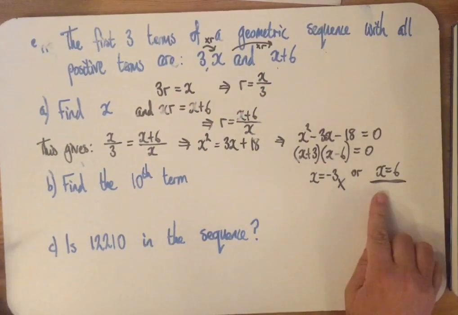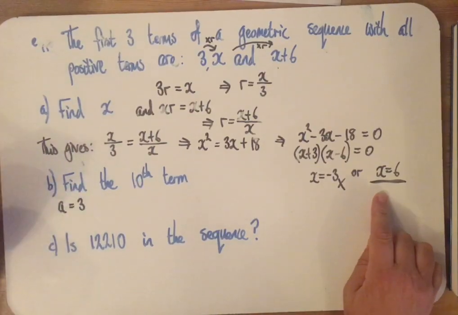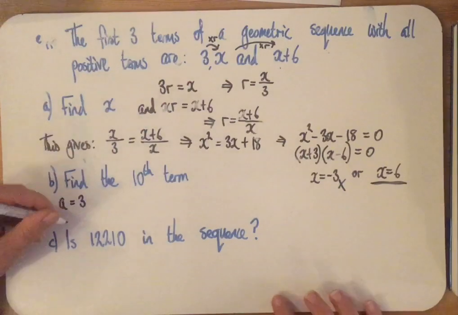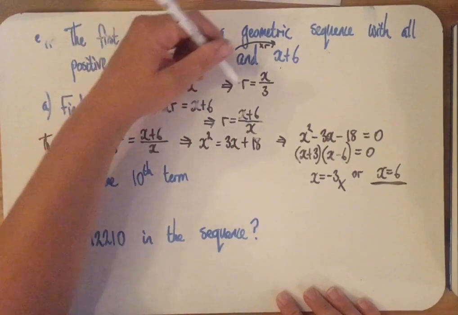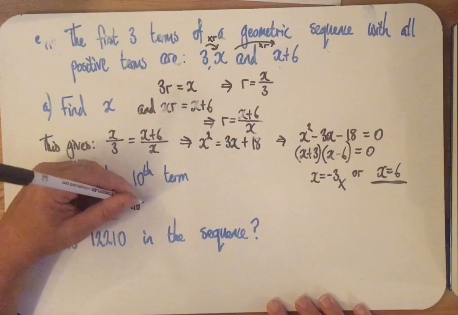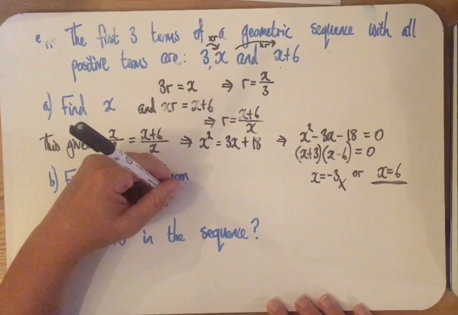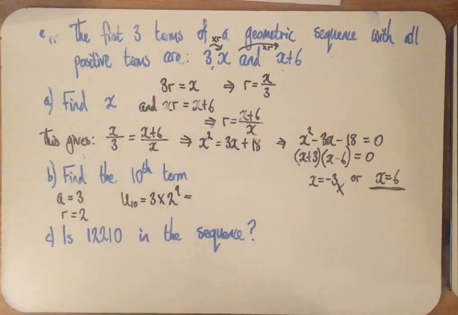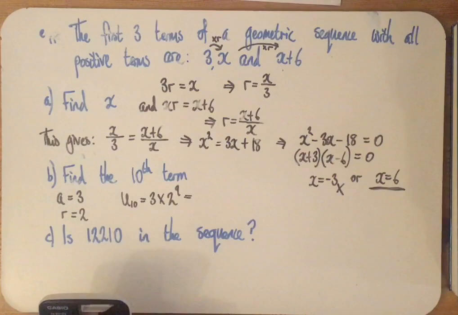So to find the 10th term here, we now have a is equal to 3. If x is 6, then r is equal to 2. So r is equal to 6 over 3, which is 2. And so the 10th term is equal to ar to the power 9, which I'm going to have to put into a calculator. So 3 times 2 to the power 9 gives me 1536.